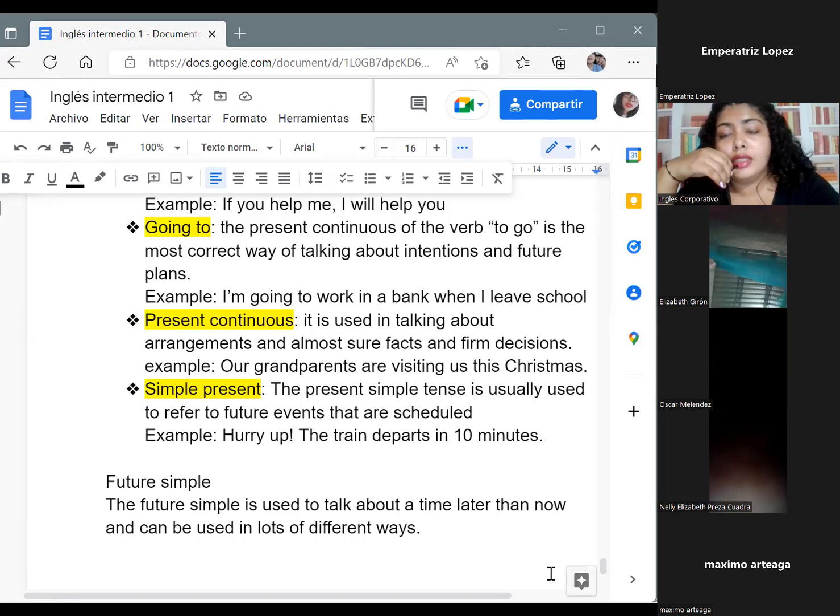And it says that we can use this structure in a lot of different ways. So we are going to explain in which ways we can use the simple future. But first, we are going to talk about the form or the elements that we need to add to the sentences in which we are creating or giving information about future actions.